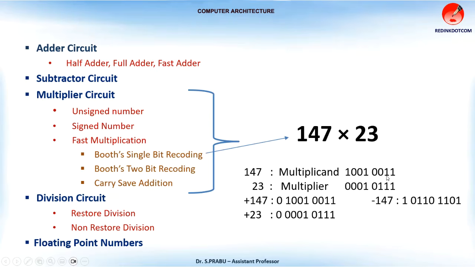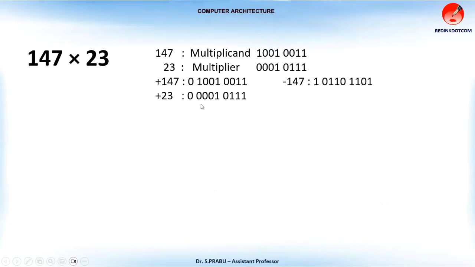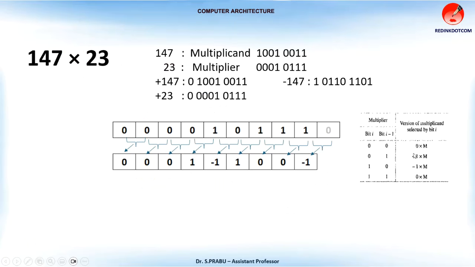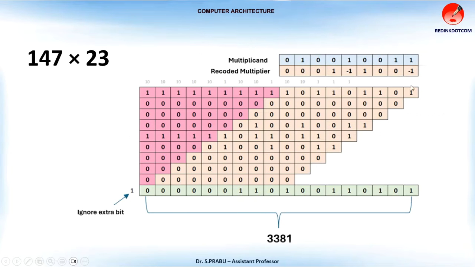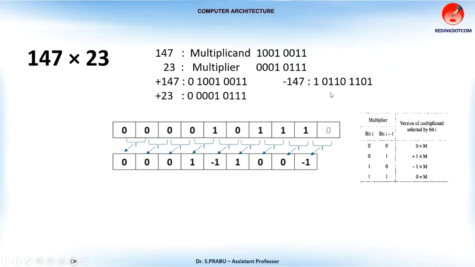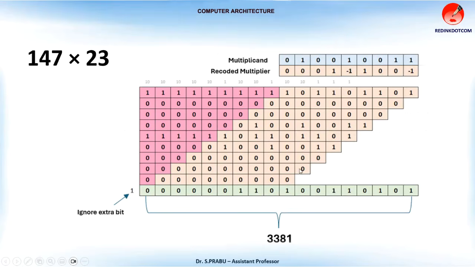147 can be represented as an 8-bit number, so I make the 23 also an 8-bit number. Then I add the 0 for positive 147 and positive 23. If I convert to the negative number, the 2's complement of this number is minus 147. So this is the representation for this number. Now I apply this concept. The multiplier value can be recoded in this way using this table. Then this recoded value is multiplied with the actual multiplicand that is listed here. This process is already discussed in a separate video. You can check the link. Without proper representation of the signed number, you cannot get the correct result.